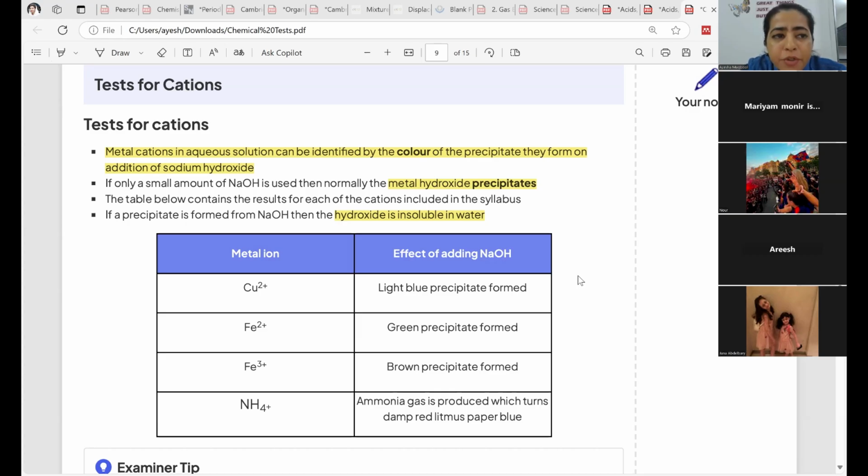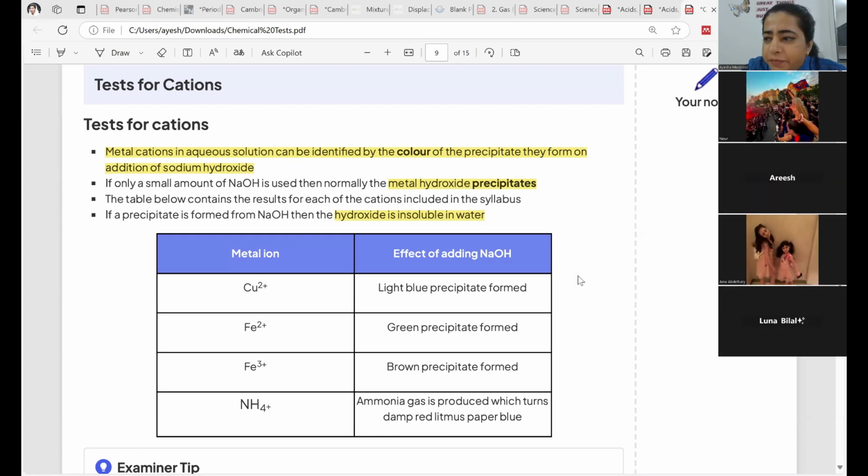From the chemical test, we are going to continue with the test for cation. First of all, what is cation? Raise your hands. What is the difference between cation and anion?